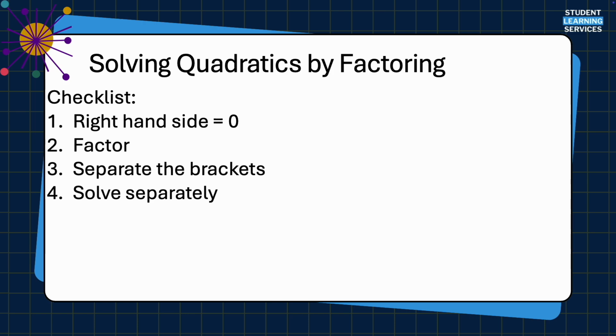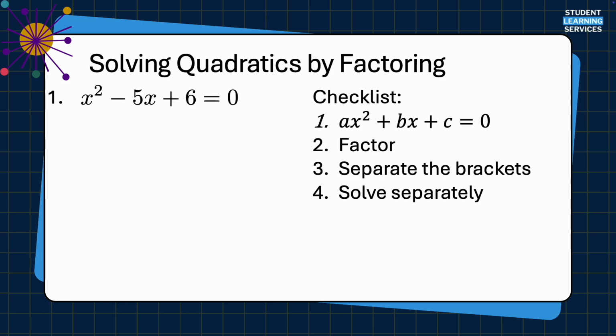To see what this means, let's look at the first example. x squared minus 5x plus 6 equals 0. First of all, notice that the right-hand side is already 0. So the first step is good. Then we can factor the left-hand side. By cross method, you should be able to get that (x minus 2) times (x minus 3) is equal to 0. At this point, we will be able to separate the brackets.